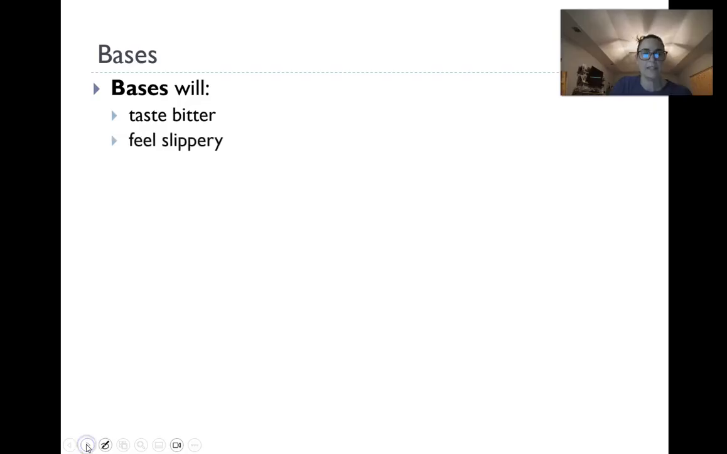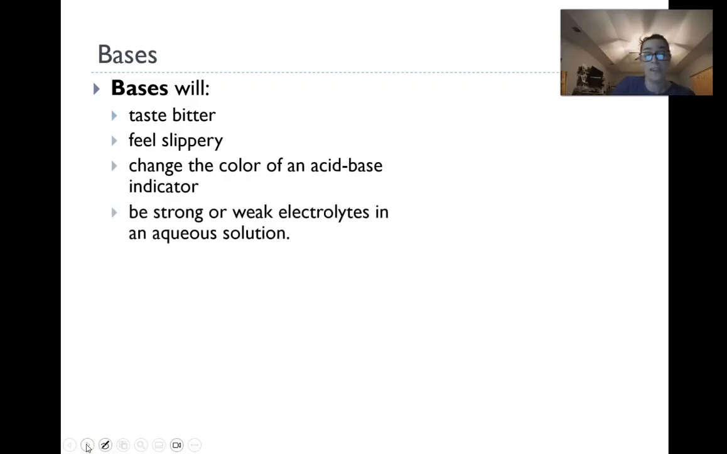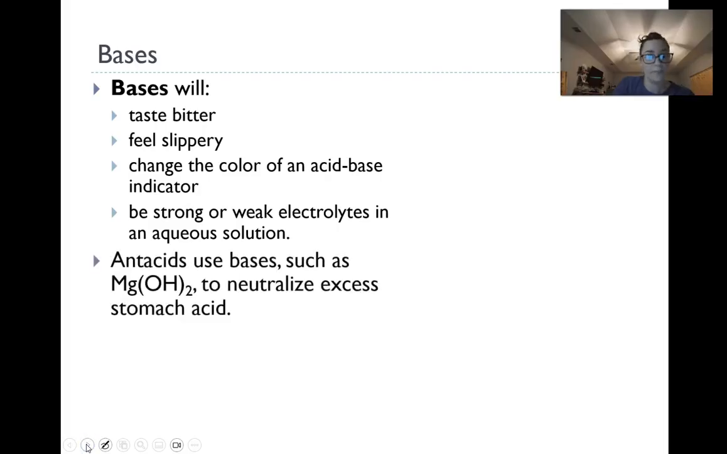Okay, moving on to bases. Bases are going to taste bitter. They feel slippery, and they also change the color of an acid-base indicator, usually turning it blue. They can also be strong or weak electrolytes in solution, depending on the nature of the base. An example of this would be antacids, like Tums tablets. They contain the base called magnesium hydroxide, and the way they work is if you have a sour stomach, that usually indicates too much stomach acid, and so the base will neutralize your excess stomach acid.